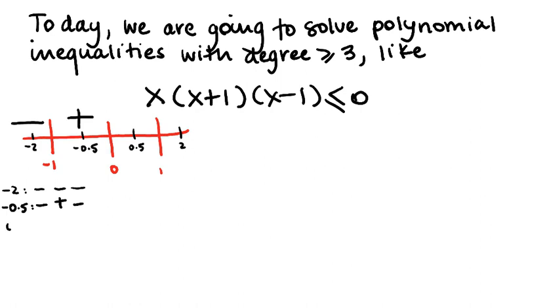At positive 0.5, x is positive because x is 0.5. X plus 1 is positive. But x minus 1, if I take a half and I subtract 1, that's going to be negative. So I've got 1 negative, that's going to be negative. And then at x equals 2, well, 2 is positive. 2 plus 1 is positive, and 2 minus 1 is positive.